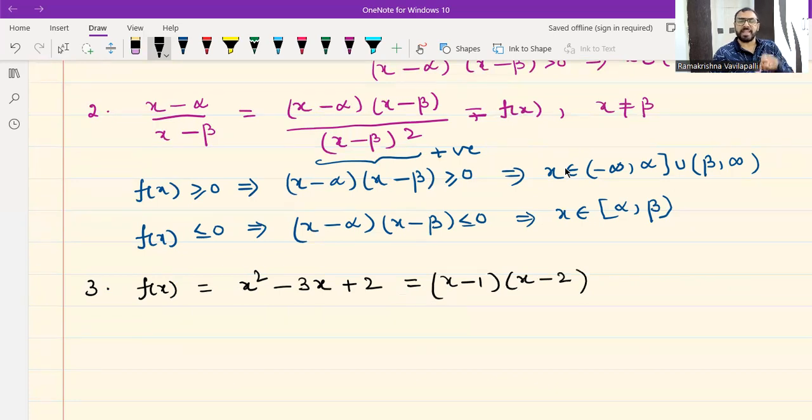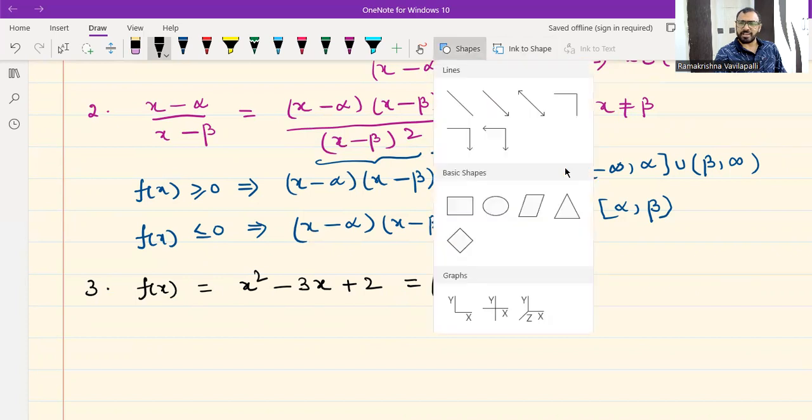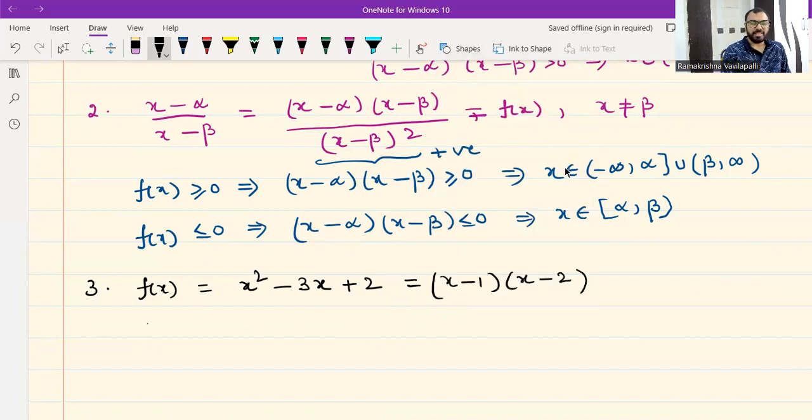Because my aim is not factorizing this. Anyway, that you learn in another video, right? So this, we want that greater than or equal to 0. Here you keep the real line, not necessary. Using the above fact, f of x greater than or equal to 0 implies, here this is alpha, this is beta, so we want that x belongs to minus infinity to alpha, so minus infinity to 1 closed, union 2 to infinity.